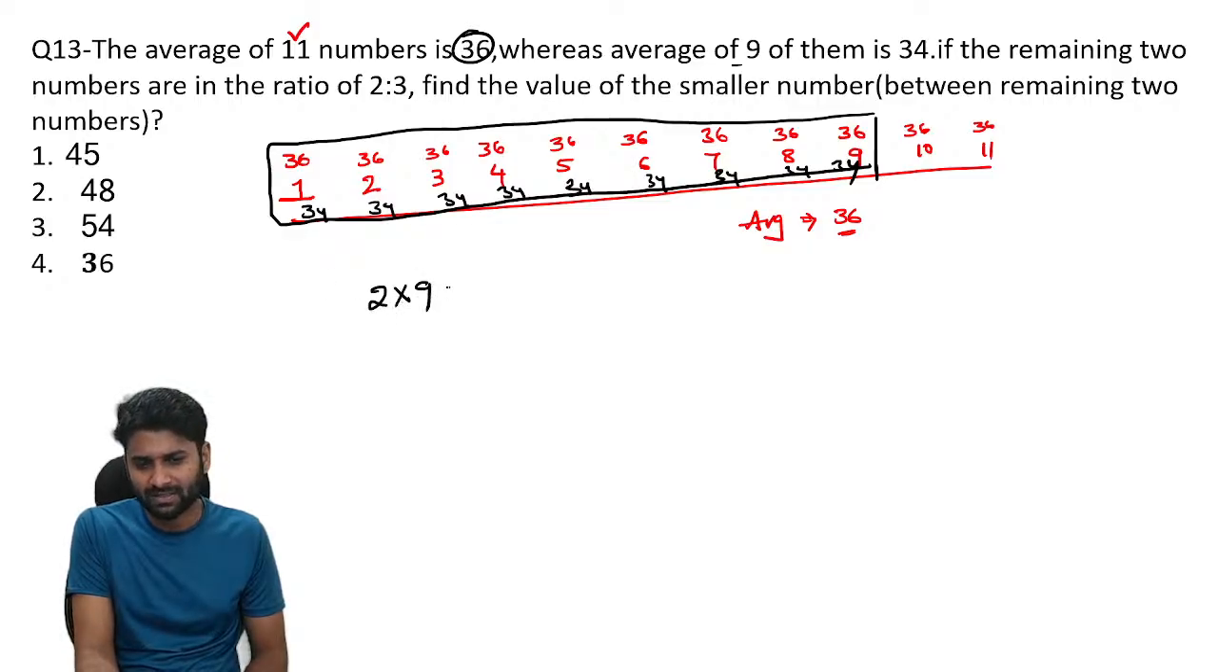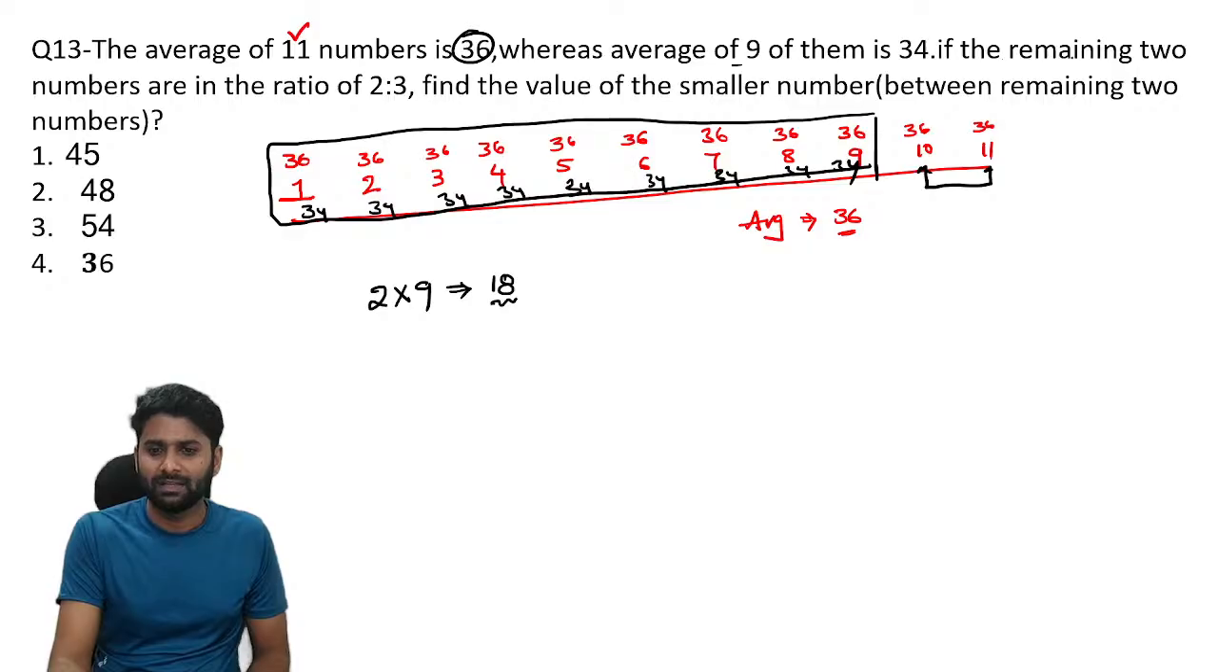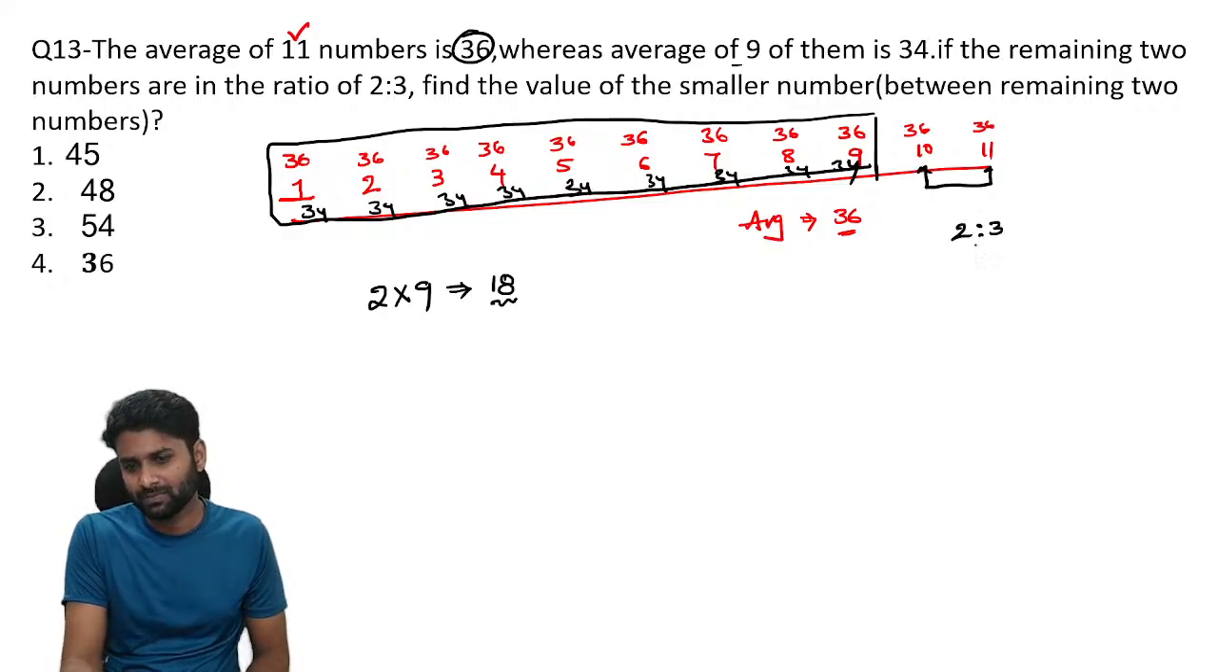Total how many numbers are there? 9 numbers. 2 into 9 is 18. These 18 units you have to balance in the 10th number and 11th number. Then only you will get average 36. The remaining two numbers are in the ratio of 2 is to 3. Now you know that this is already average of 36.